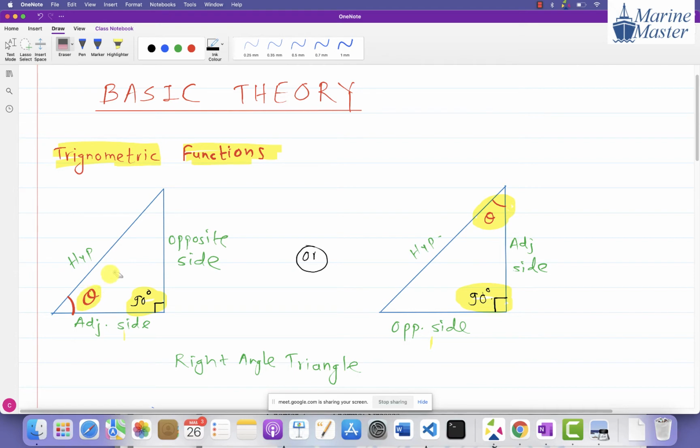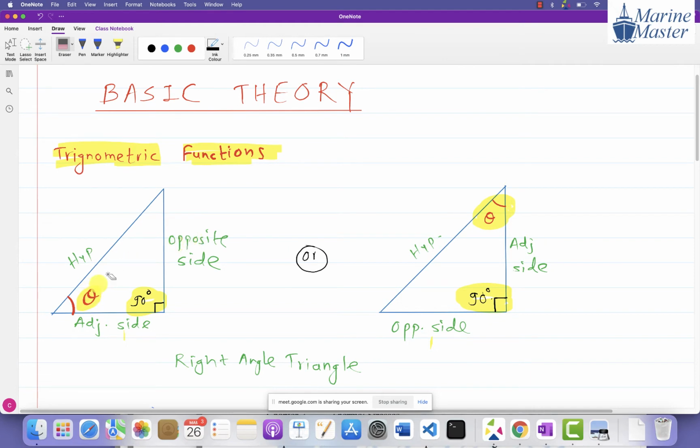The side which is opposite to the theta, this is a right angle triangle. Right angle triangle means one angle is 90 degrees. The side which is opposite to the 90 degree is this side. We will say it is the hypotenuse. Then here we are going to assume this angle as theta.